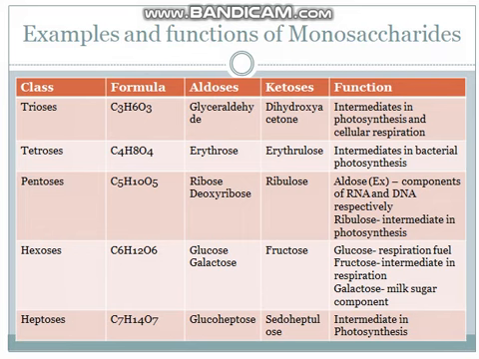So tetroses are the four carbon compounds, and the aldose form would be erythrose, and the ketose form would be erythrulose. It's an intermediate in bacterial photosynthesis. Yes, bacteria can conduct photosynthesis too. You're going to be discussing that in the chapter on prokaryotes, which will be coming soon enough.